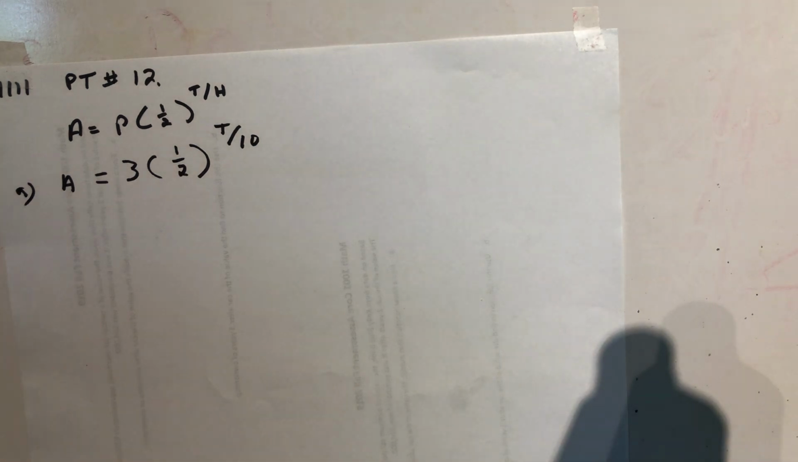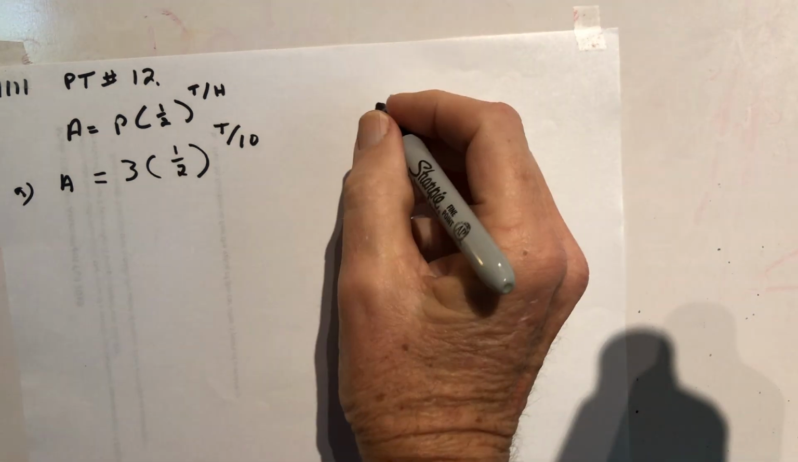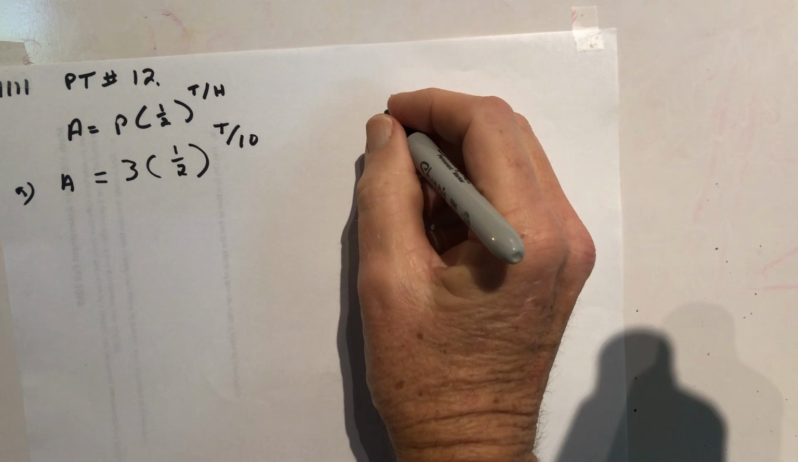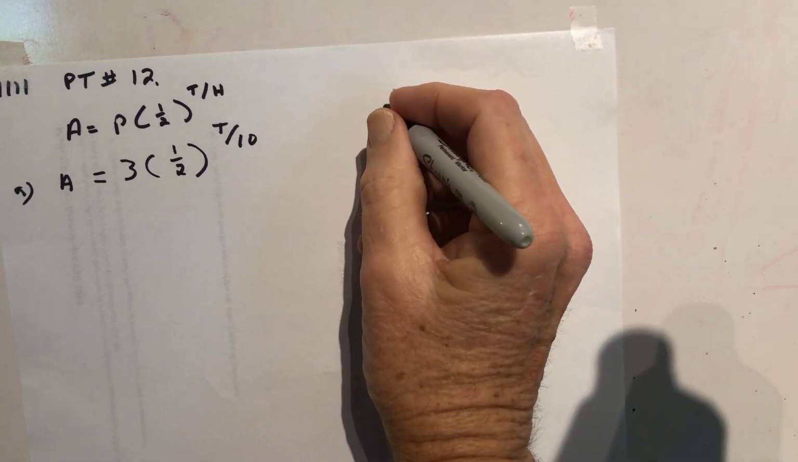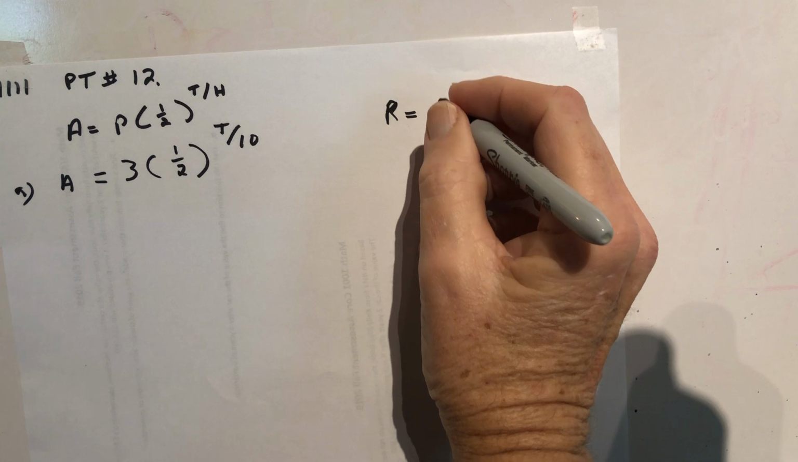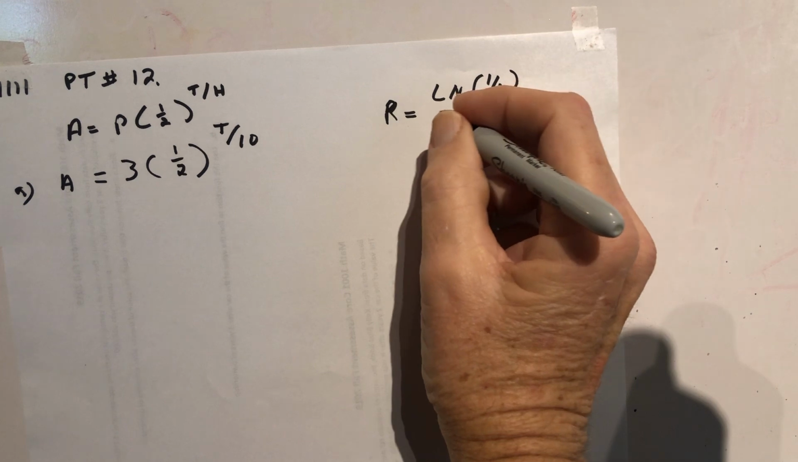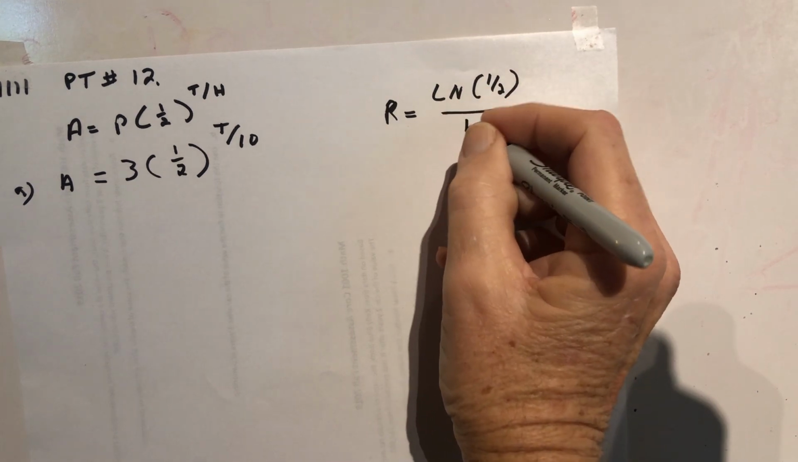Part B, switch it over to PERT. Instead of using this formula, they want you to convert it to a PERT formula. And here's how you do it. And you'll probably want to have this formula written down too. The rate, that's R, rate, is equal to natural log of a half divided by what the half-life is.